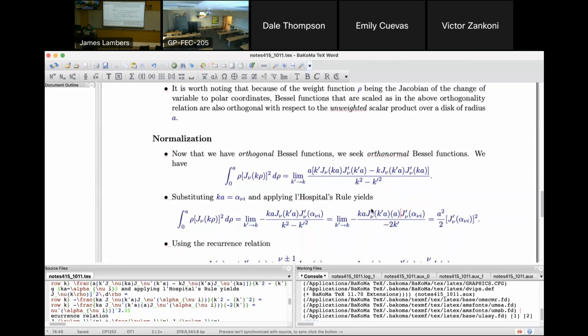Now we have these two derivatives evaluated at different points. But k prime a is approaching ka, which is this. So that's why in the limit, both derivatives of Bessel functions are evaluated at the same point, alpha nu i. So that is what the integral ends up as.